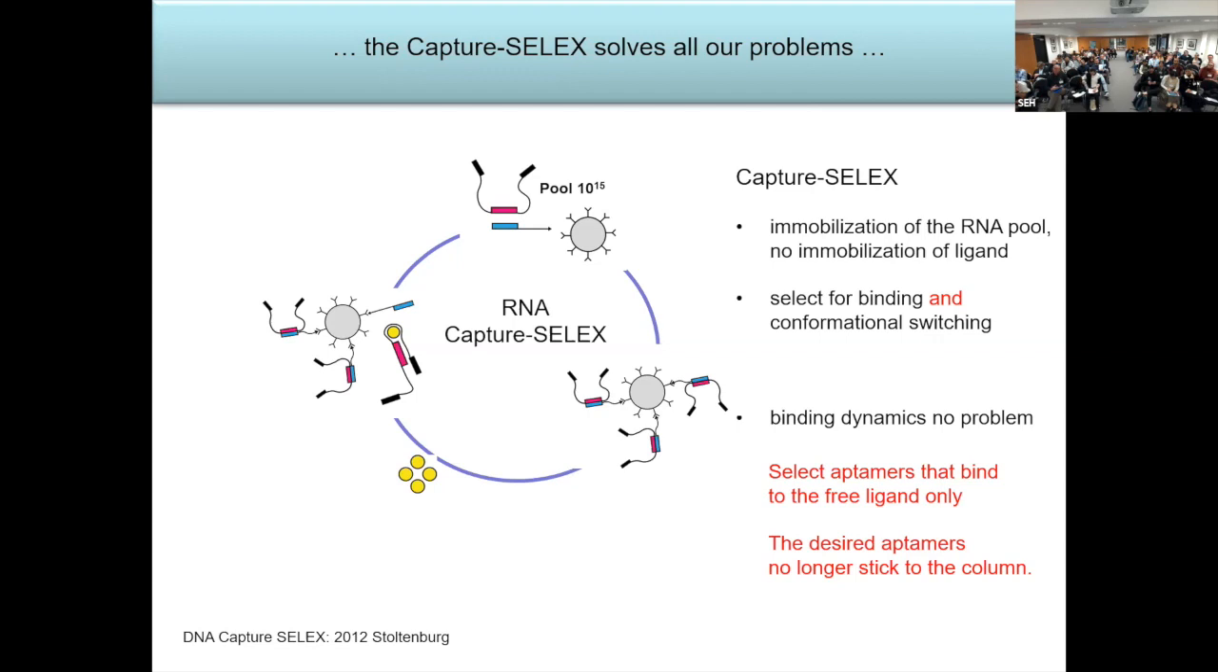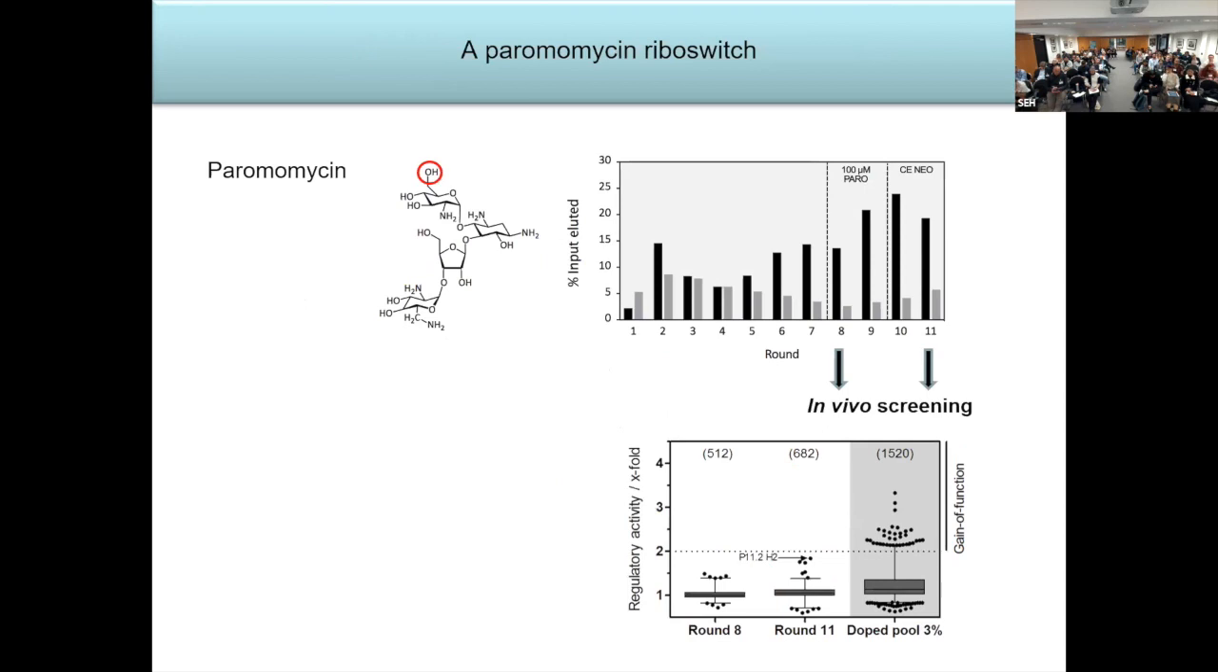And here we think this is how Capture-SELEX works. Here you immobilize not your ligand, but the pool via a small capture oligo, and then you have the pool immobilized here on the beads, and then you add the ligand in solution, and you elute only those aptamers that can somehow, no one knows really how, dissolve from this column, bind to your ligand, and then you can repeat this cycle again and again and amplify aptamers that do not only bind, but also change their conformation. And on the other side, we do not have to immobilize our ligands, and our aptamers do not stick to the column any longer. So this was the work of Adrian.